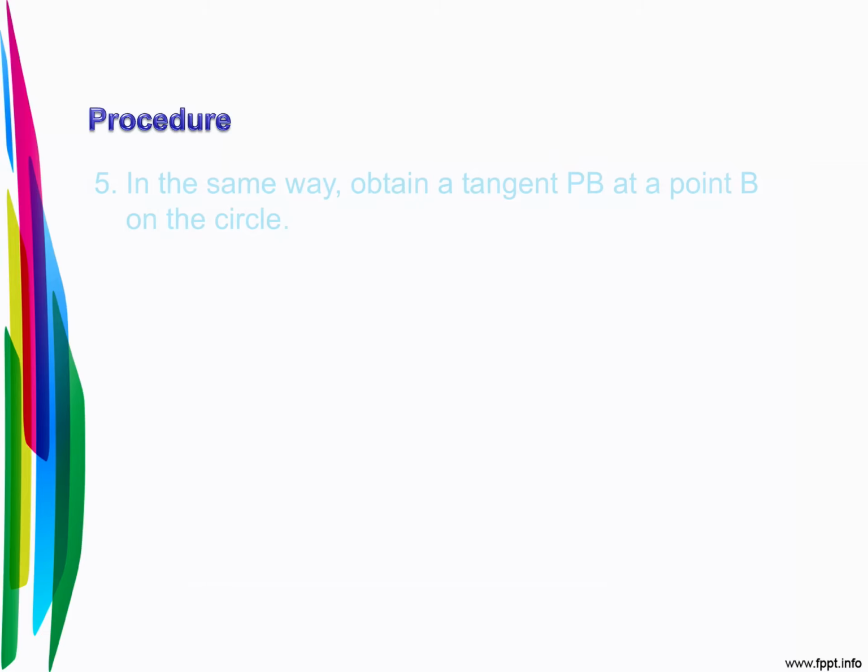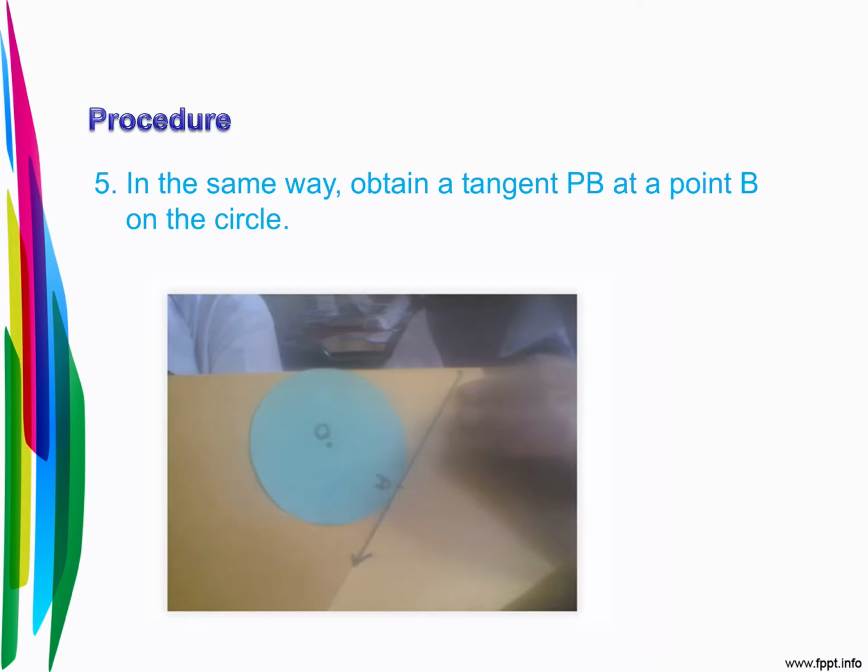In a similar way, obtain a tangent PB at any point B on the circle. So here I have the two tangents PA and PB. Here I have the point B. So I have PA and PB, the two tangents to a circle with center O.